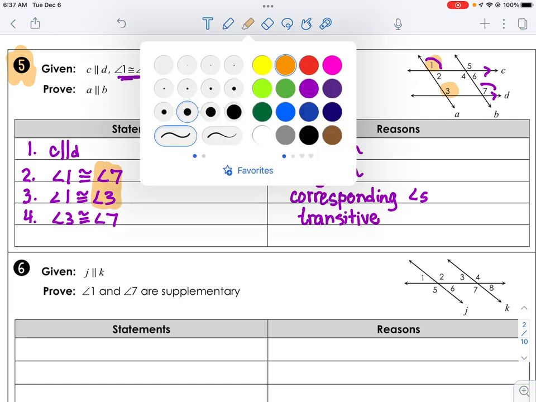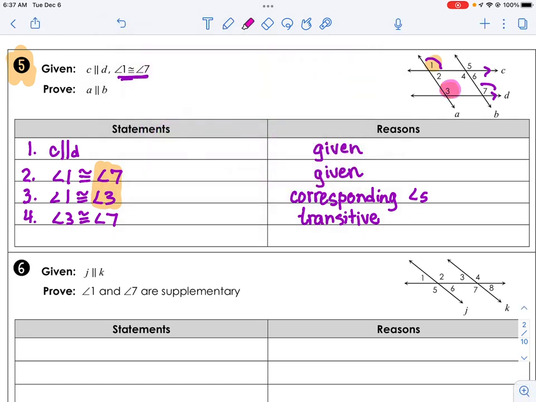And now if angle 3 and angle 7 are congruent to each other, then along transversal D, those are corresponding angles, and that will guarantee that line A is parallel to line B by the corresponding angles converse. Remember that when you're trying to prove that two lines are parallel, you have to use the converse of your original theorems.